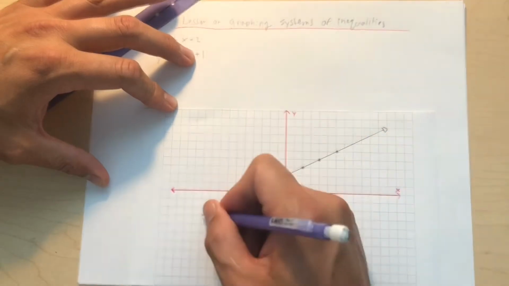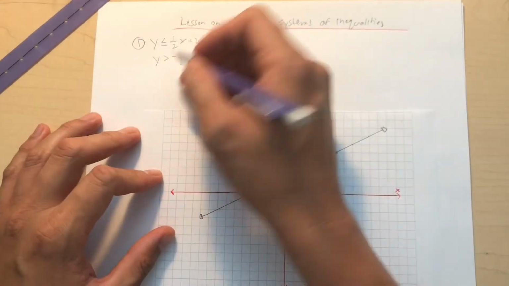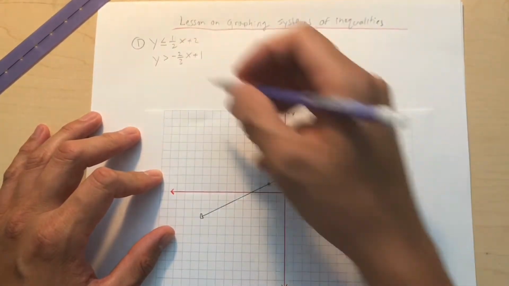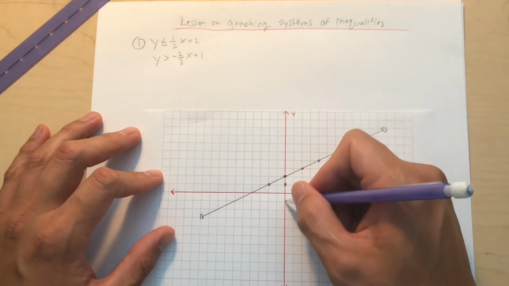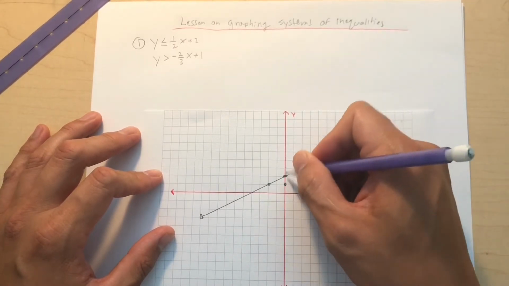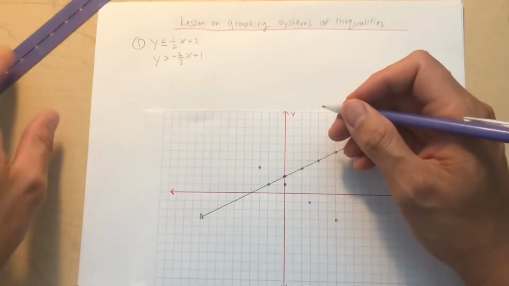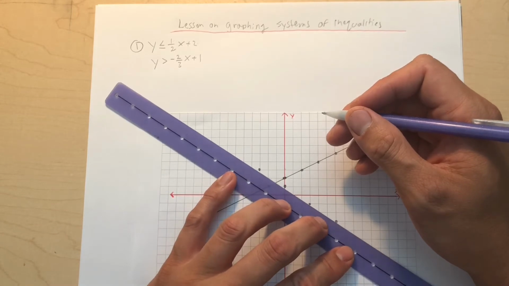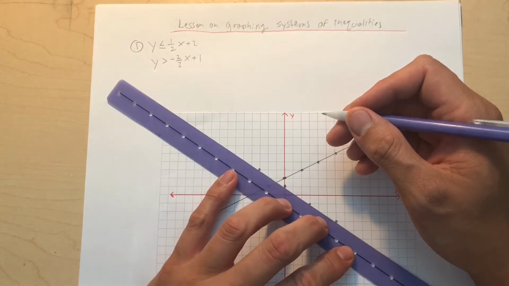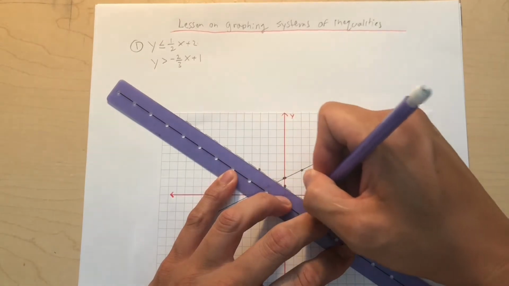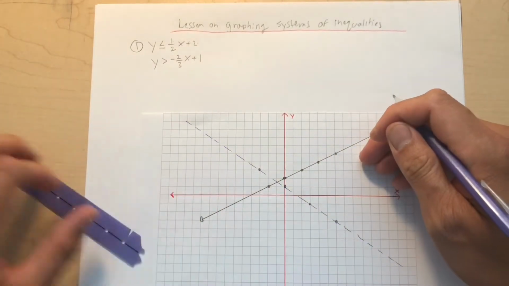Now my second one would be dotted, because there's no equal sign. I start off at 1. I'm going to go down 2 to the right 3. Remember, if it's negative, I lose 2. 1, 2, 3, down 2 to the right 3, and I could go up 2, so that you can see my graph better. Again, it's dotted, so I'm going to make sure it's dotted. I don't want to mess that part up. There you go, perfect. Dotted.